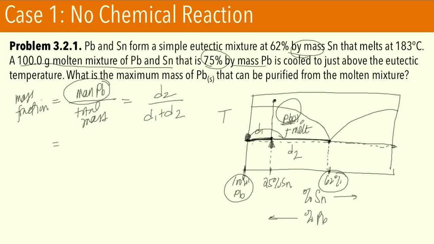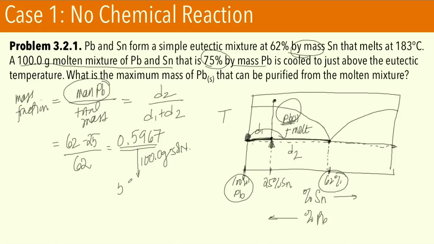So our mass fraction is going to be equal to D2, which is 62 minus 25, and our total distance is going to be equal to 62. Upon calculation of this, our mass fraction is 0.5967. So this is the mass fraction of our original 100 gram mixture that went into the lead solid phase. Since we know that we have 100 grams of our solution, we could calculate the exact mass of our solution that went into the solid phase.